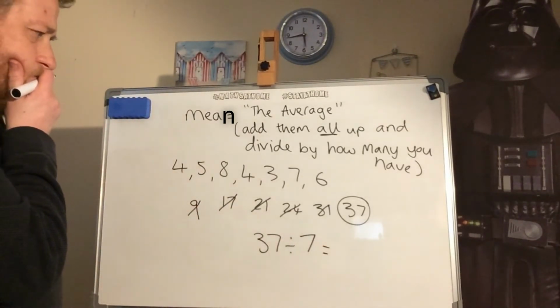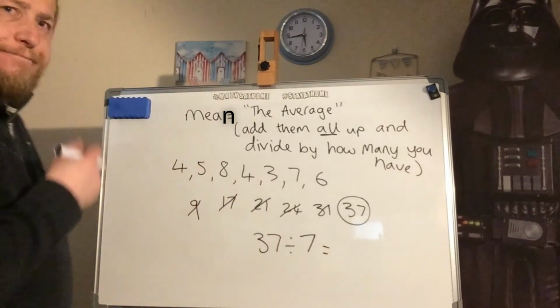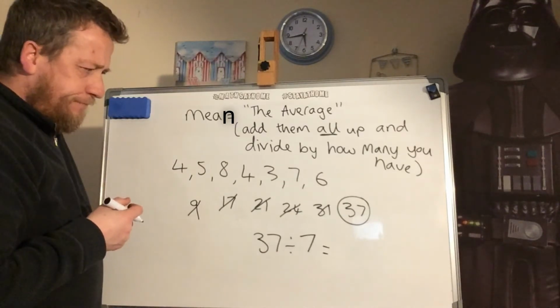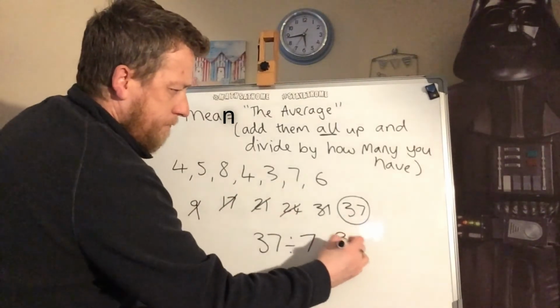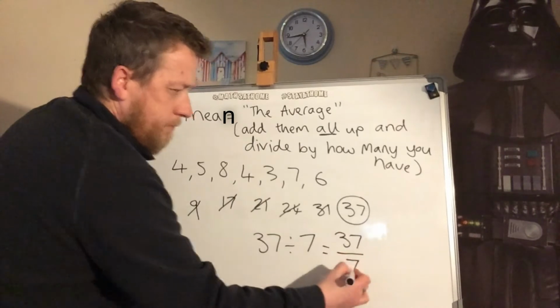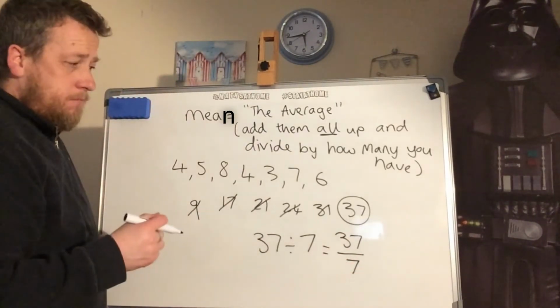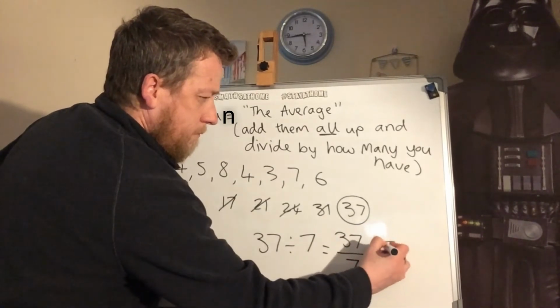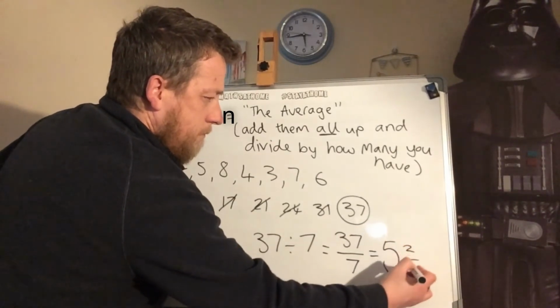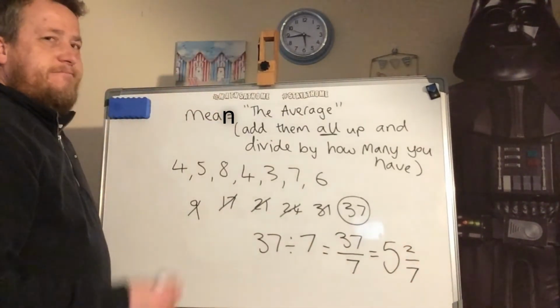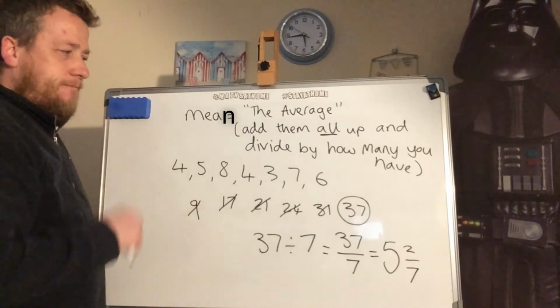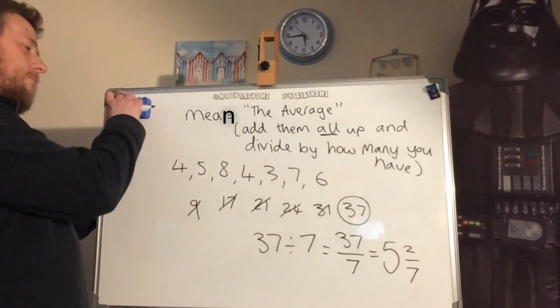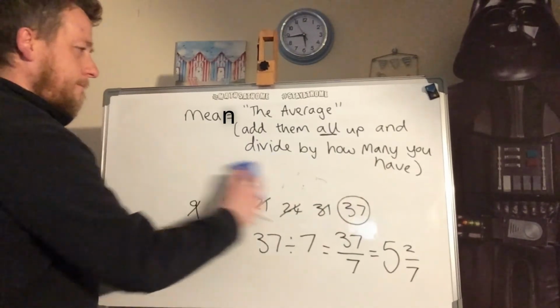So how do I write 37 divided by 7? I haven't got a calculator in my hand, so what I could do is just write 37 over 7. A fraction is the same as division. Now we're going to simplify. Okay, so there are 5 7s in 37 with 2 left over, which is why we've got 5 and 2 7ths.